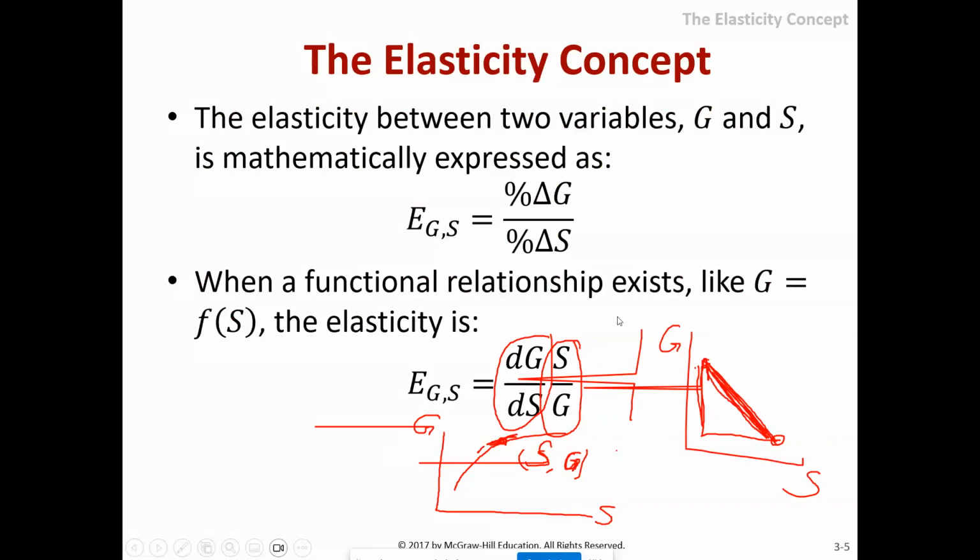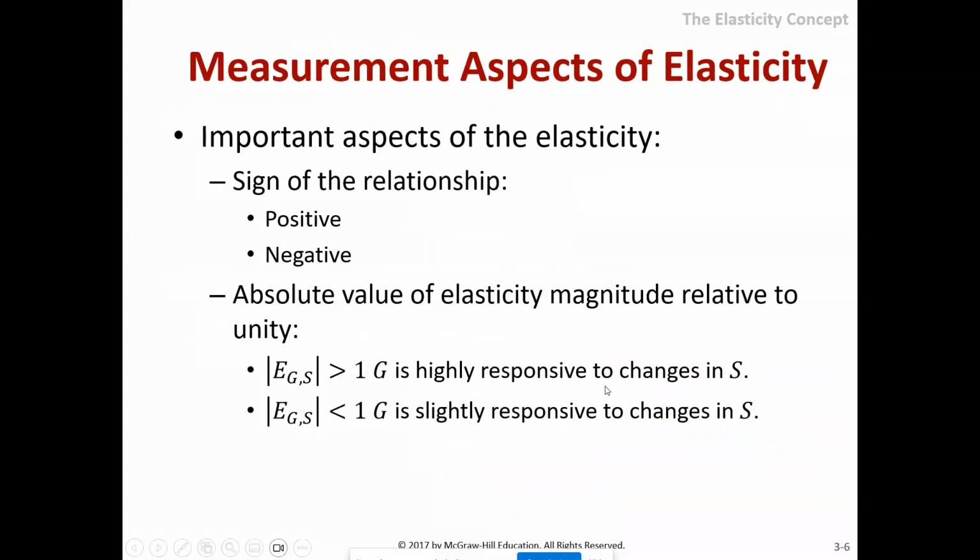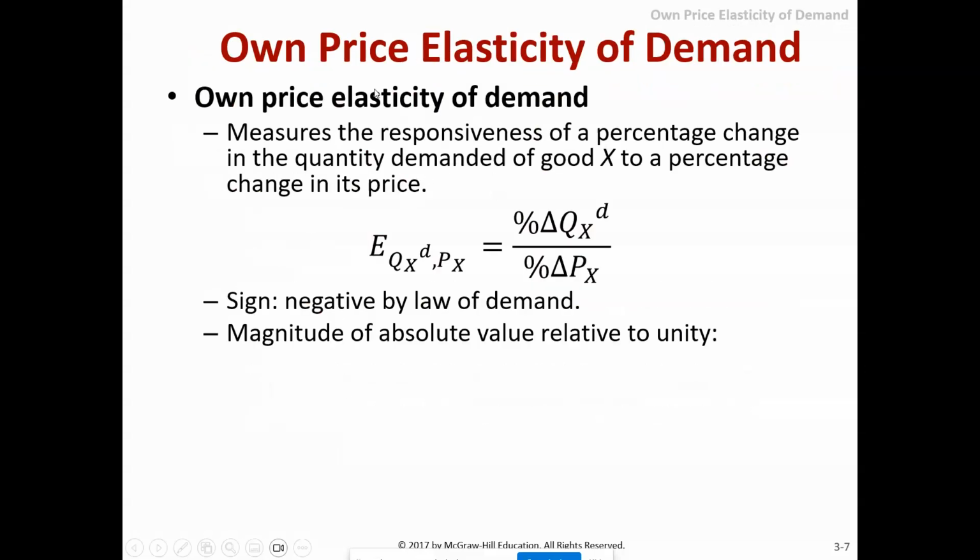But if it were smaller than 1, it means the numerator is smaller than the denominator in absolute value. That means for the same percentage change in S, G does not change as much. It's not very responsive. We call it inelastic. So elastic, inelastic, not so elastic. Okay. And I believe you came across this in your principles class.